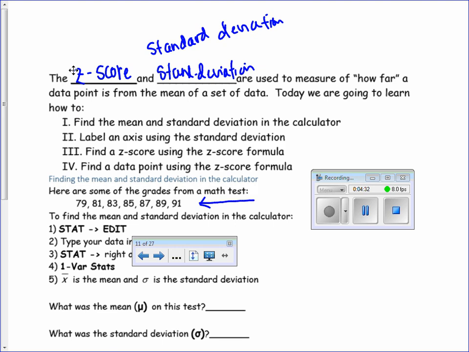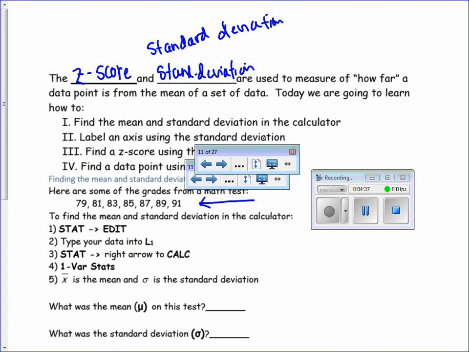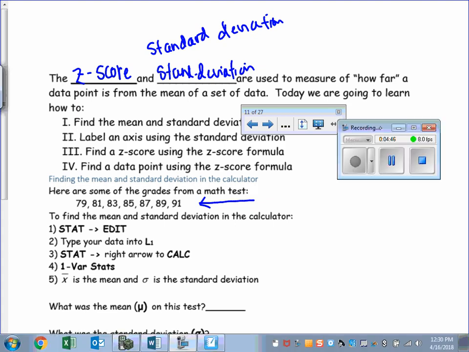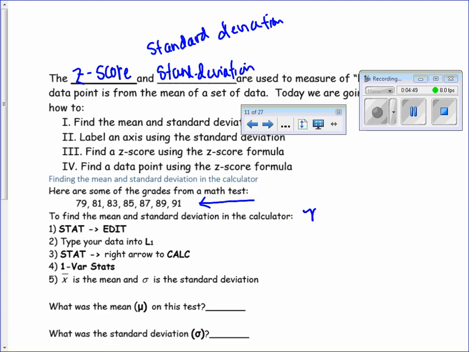So today we're going to use this data here: 79, 81, 83, 85, 87, 89, 91. These are test scores. And the first thing I want you to do, pick up your graphing calculator. Get the practice to find the mean and the standard deviation in your calculator. So in your calculator, your mean, don't forget, it's not the mu, it's going to be x bar. Standard deviation in your calculator is going to be sigma x. So go ahead, put those numbers in. I'll do it with you.